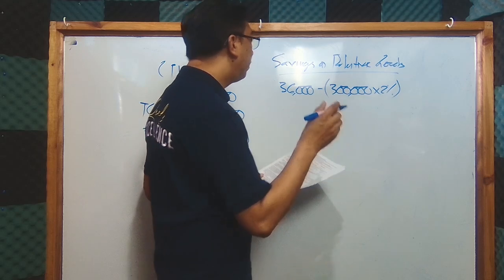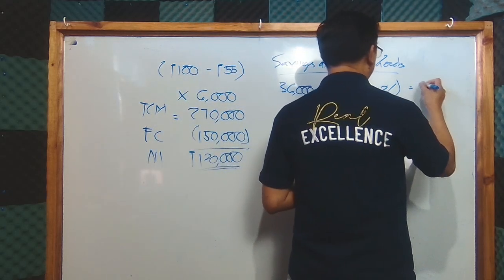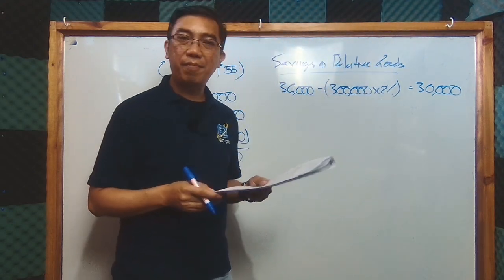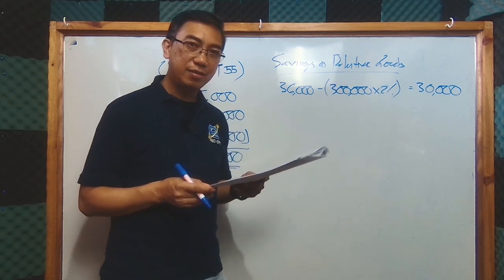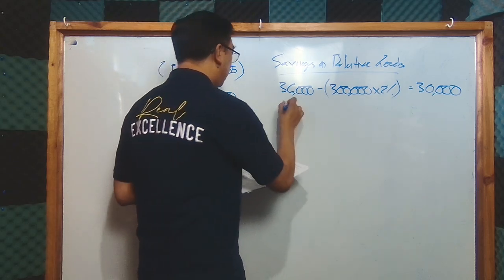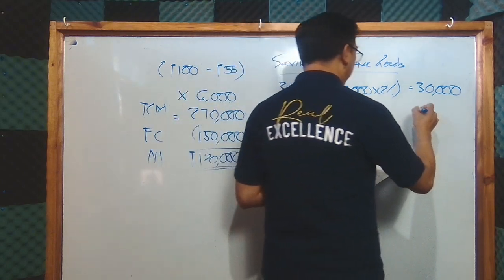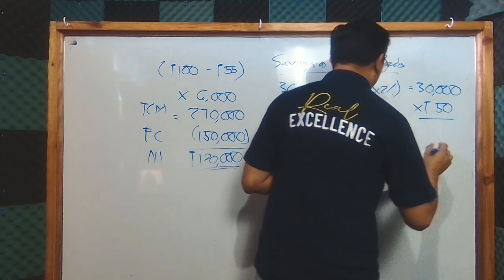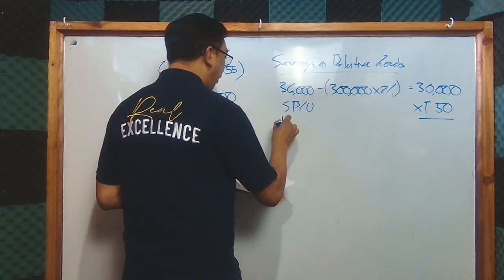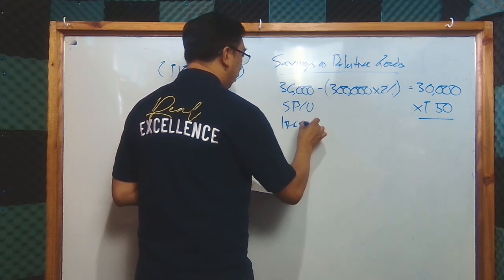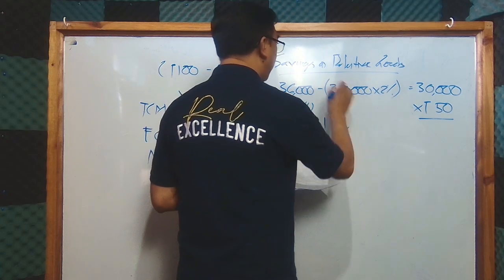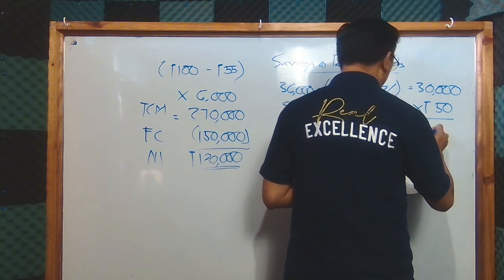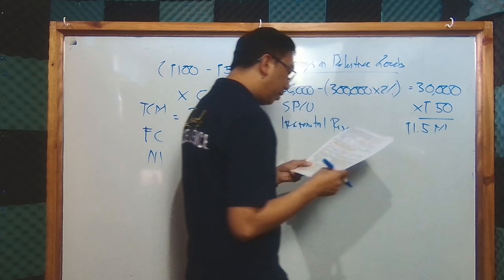Ibig sabihin nun, we will be able to save 30,000 will become part of the remaining good units. And the 30,000 class can be sold at a selling price. Ibebenta natin siya at a selling price per unit that is given to us at 50 pesos. So magkano total revenues mo? Ito na yung incremental revenue, or that is already the savings or incremental revenue of 1.5 million. Okay? Of 1.5 million.